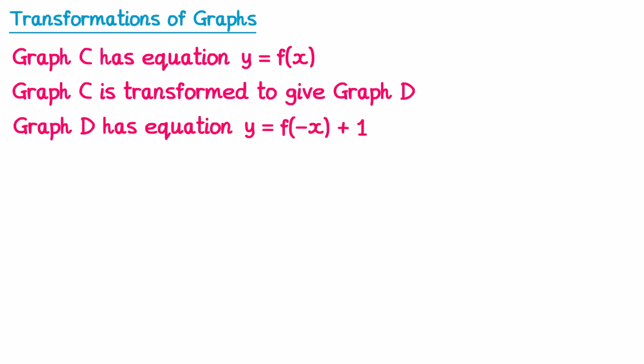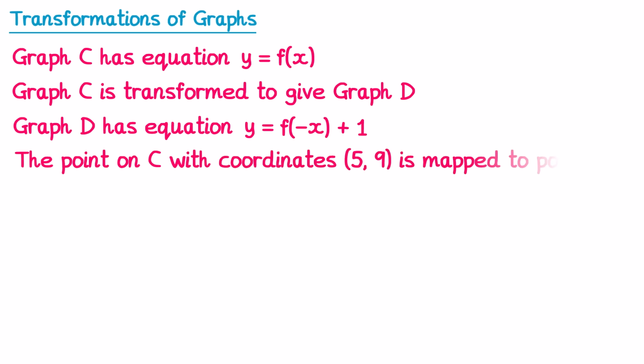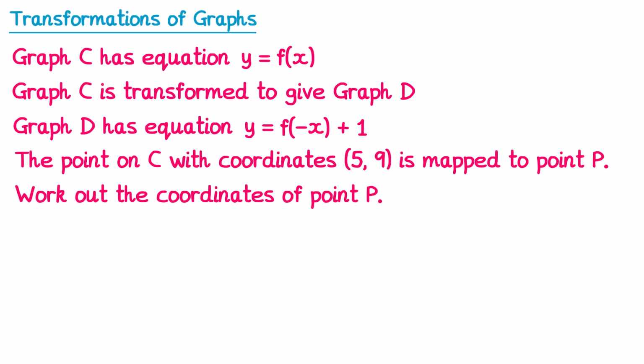So this time we're going to have a different transformation, f of negative x plus 1. And we have the point 5, 9, which is going to be mapped to the point P. And we need to work out the coordinates of P again. So this time we have f of negative x, which is a reflection in the y-axis, and then plus 1, which is moving up 1. So we can just apply both of these to the coordinate 5, 9.